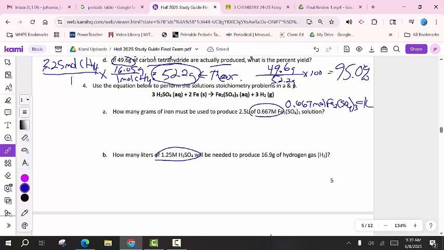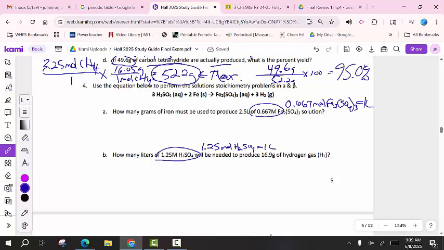So the same will happen down here where you see 1.25 capital M. You should rewrite that above it to help you, that there'll be 1.25 moles of H2SO4 per 1 liter of solution. And so part of the conversion, instead of going between grams and moles, will be going between milliliters to liters to moles.